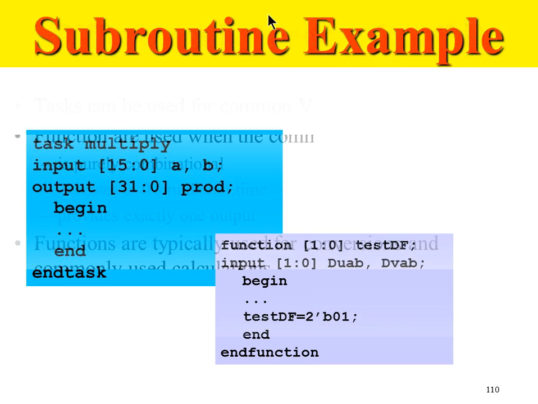So let's look at a couple of examples. This is how a task is defined. Task multiply, this is the name of the task. Each task can have its own input-output ports. Begin the task, begin this and then you have end task. This is how tasks are defined.